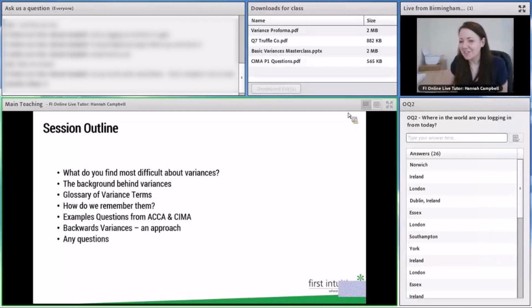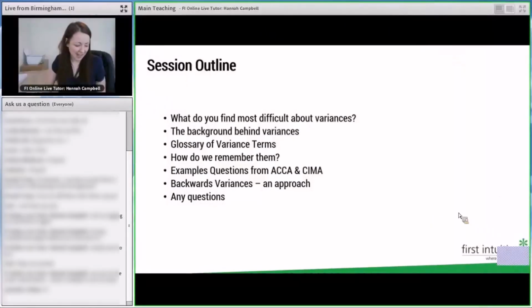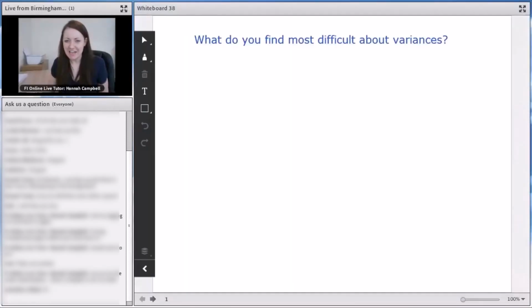Okay then, so let's get cracking with our basic variances. The first thing that I wanted to try is something that I have not done before, so I'm hoping this is going to work. I'm going to take you to this screen here.